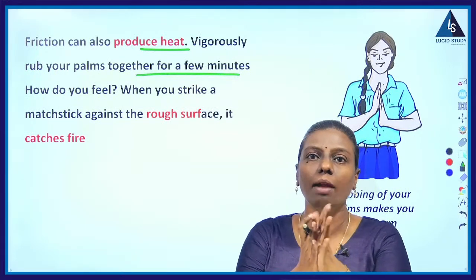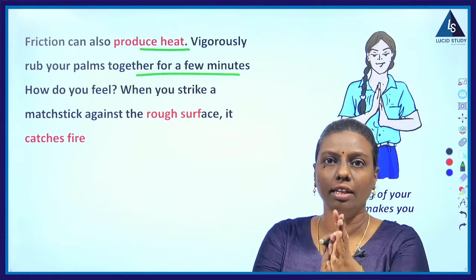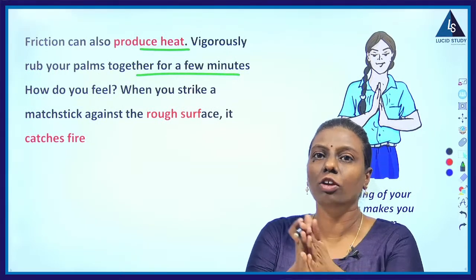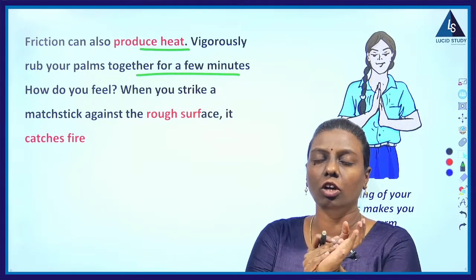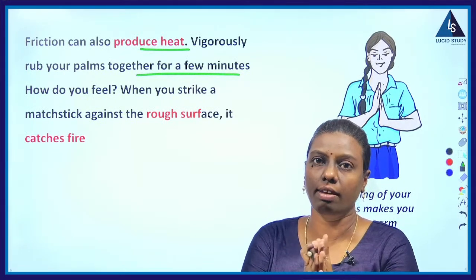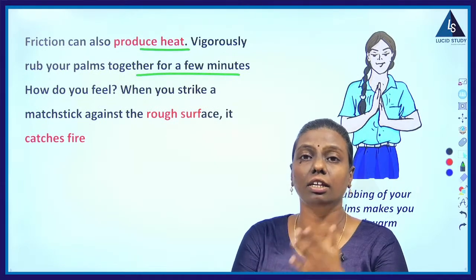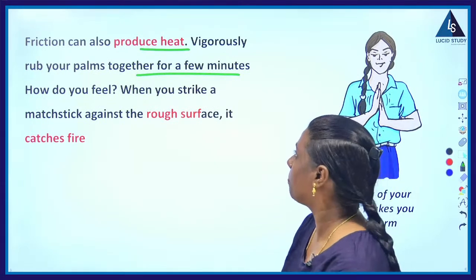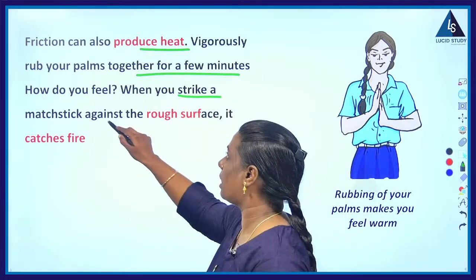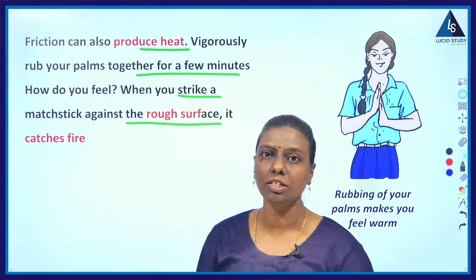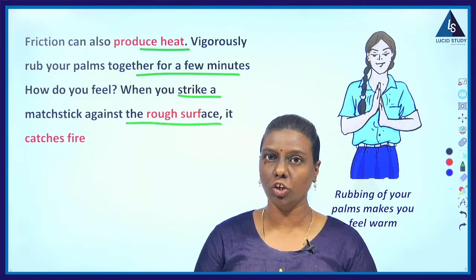When you move one object over the other object, there is a friction which is developed there. Due to that friction, it is going to develop heat. When you strike a matchstick against a rough surface, it catches fire. So that is also due to friction.